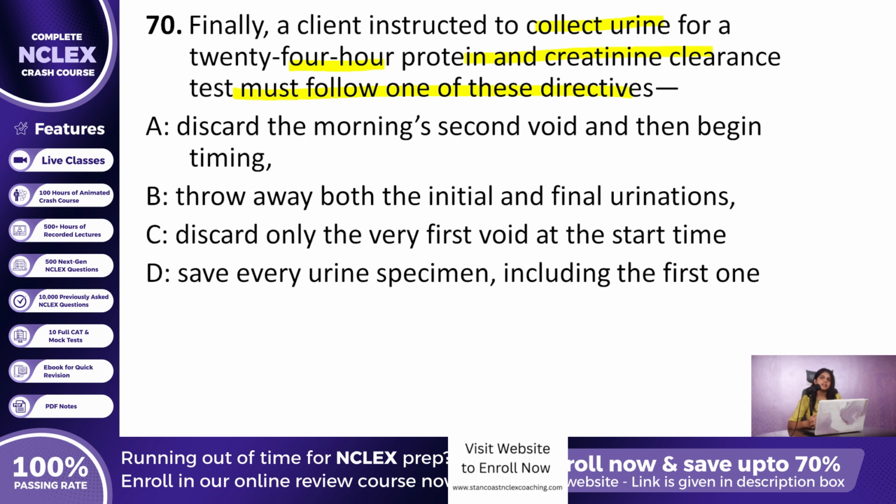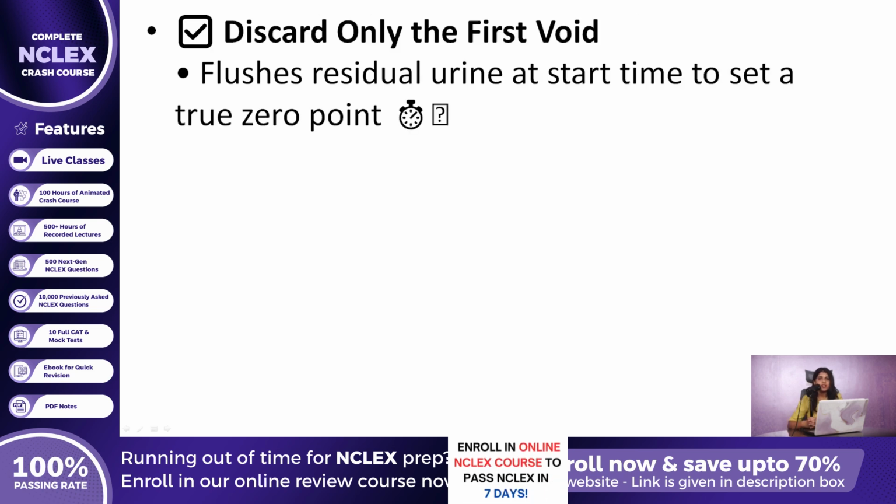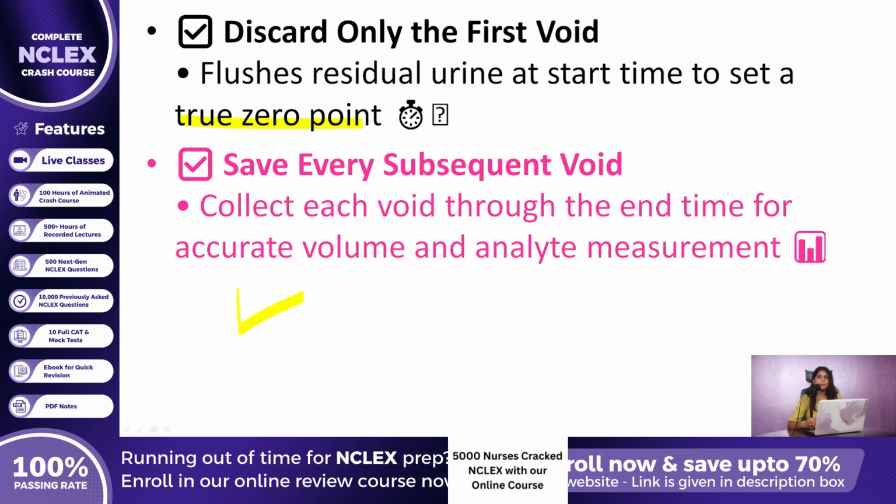And the correct directive is C. Discard only the very first void at the start time. Flushing residual urine at the designated start establishes a true 0 point. Thereafter, every void, up to and including the final one at the end time, must be saved to ensure accurate measurement of volume and analyte concentrations.